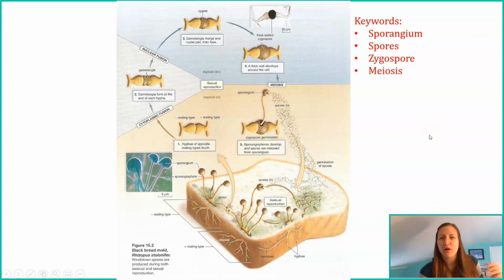So pretty much for all of these phyla, we're going to talk a little bit about what's included in the phylum, and then we'll talk about its life cycle. Now, I have found different images of life cycles through Google and through textbooks. I'm going to tell you right now, the life cycles you find online just have a lot more detail than what I care for. So I'm going to give you this life cycle just so that you have a nice picture. But you'll notice on the slide I have keywords. And for this particular life cycle, the keywords that you should know are sporangium, spores, zygospore, and meiosis. You'll notice there's other things, gametangia, nuclear fusion, cytoplasmic fusion.